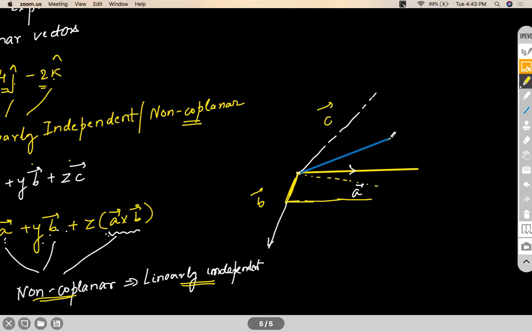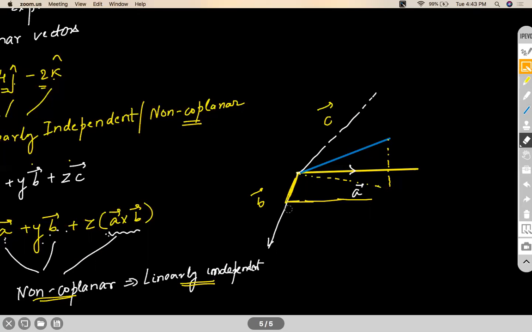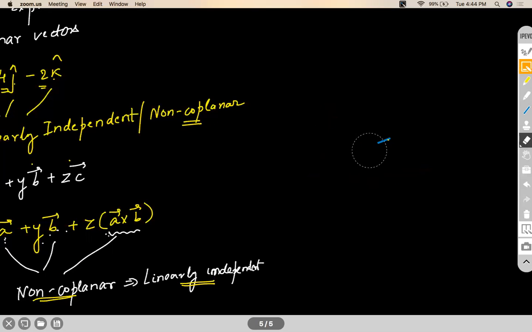This is just a perpendicular dropped from here. Let me draw it slightly smaller here. I'll draw it in three dimensions like this. So let me just re-sketch this. That would be a better sketch than sketching it like this.